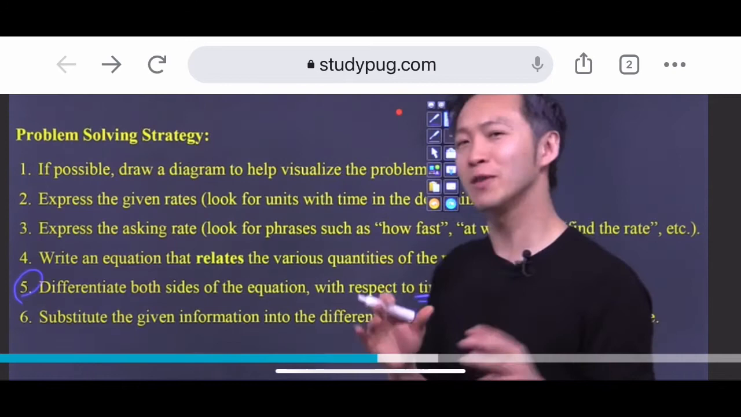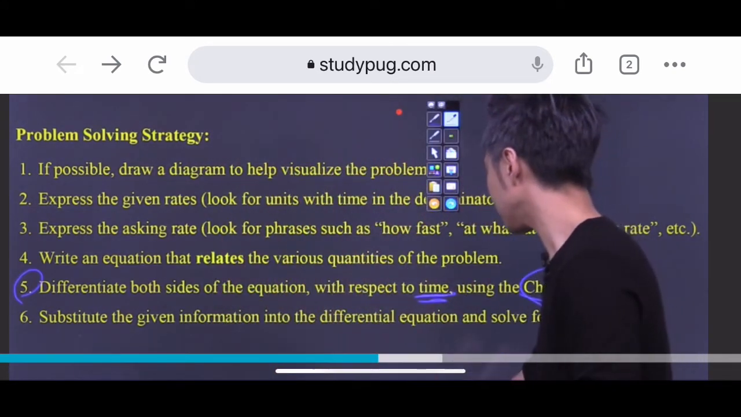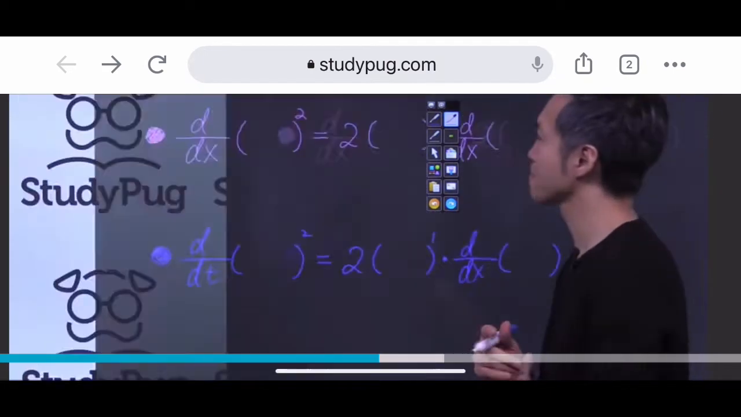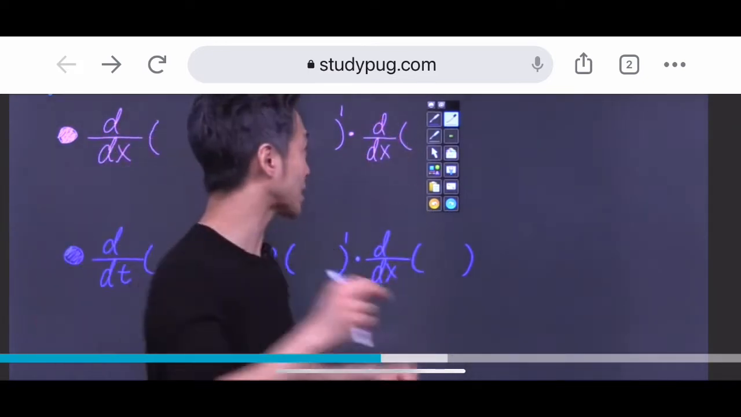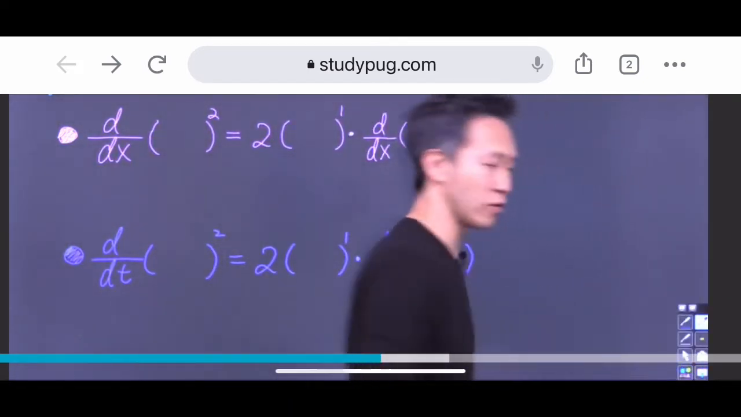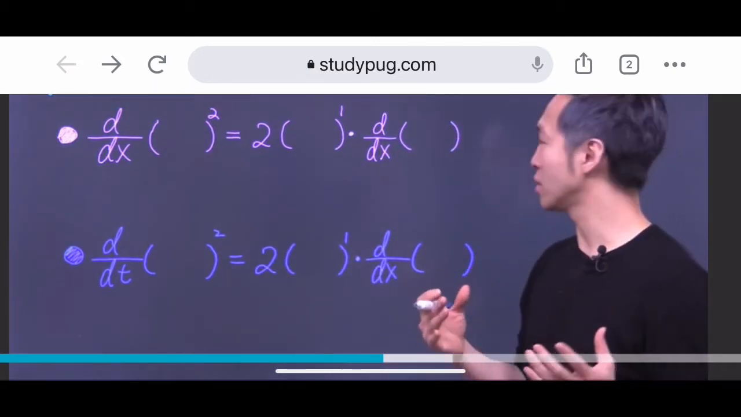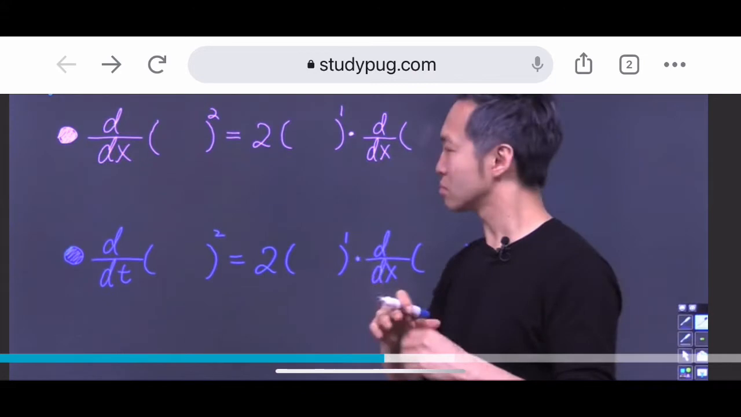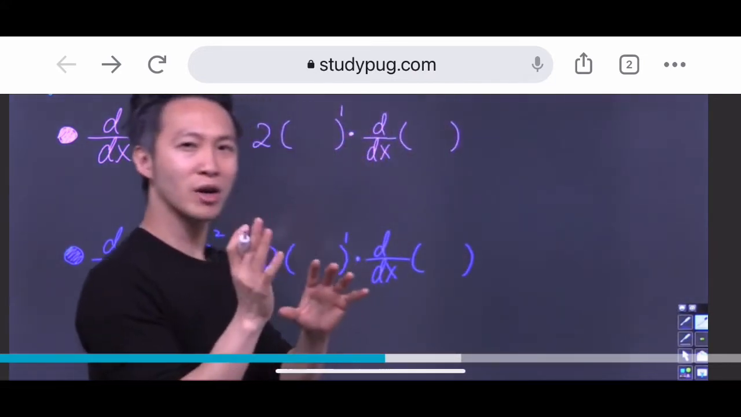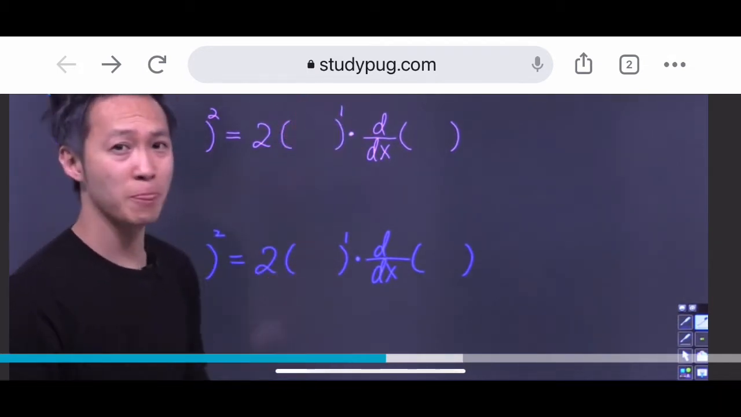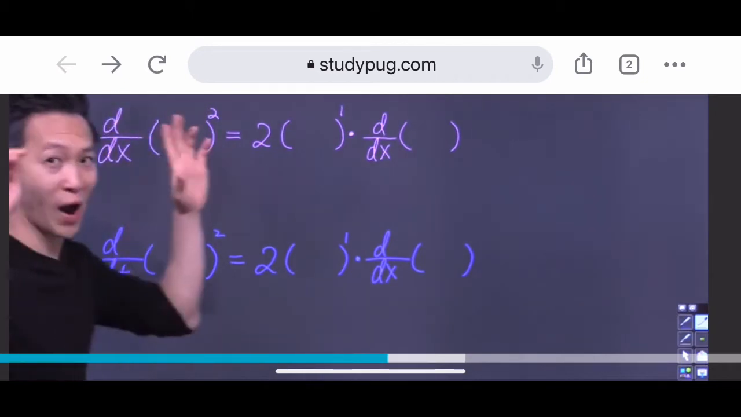Okay, so at this point, I think it would be a good idea for us to do a quick review on the chain rule. And when dealing with the chain rule, I like to use a technique called the bracket technique. If you are not familiar with the bracket technique, I would strongly recommend you go to the search bar, type chain rule, and take a look at how I deal with it. It's very easy to understand and very effective.